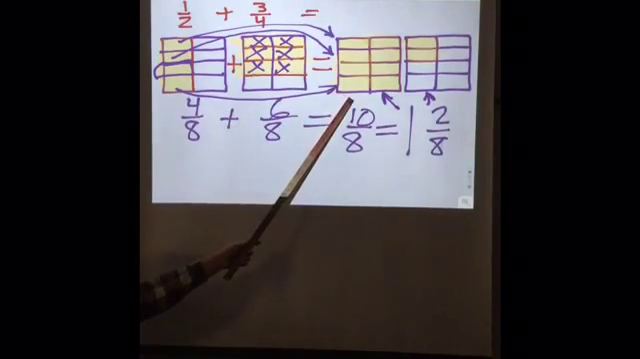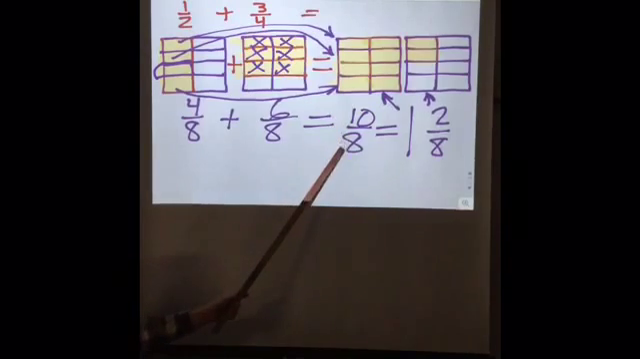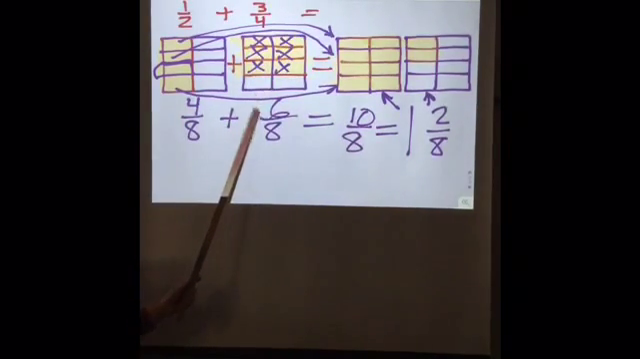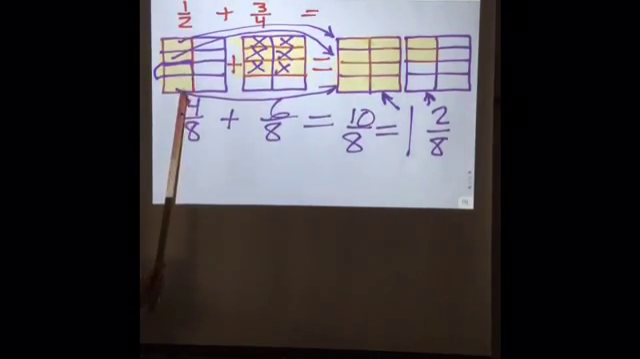And if you notice, this one's cut up into 8s. This one's cut up into 8s. And this one's cut up into 8s. So do you see how we make the mixed number? Yeah. Do you see how we get it?